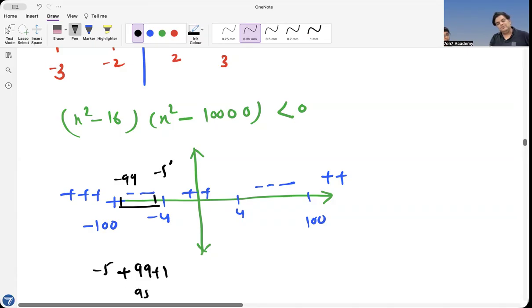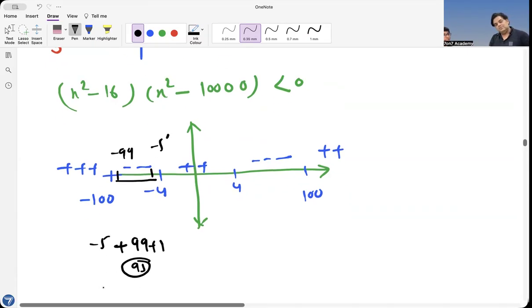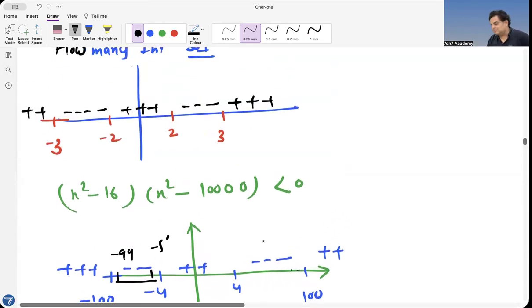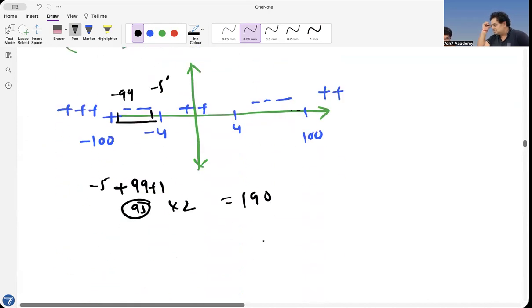So 95, and 190 integral solutions you have in between. A really good question, no?